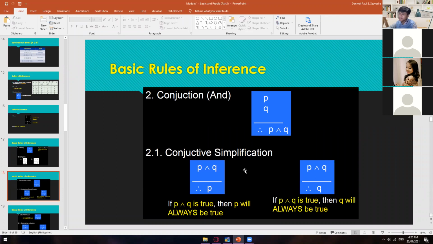So maybe at first this one is quite shocking or confusing because maybe this is your first time learning about rules of inference. Don't worry, we'll be having examples on this one on how to come up with such conclusions.